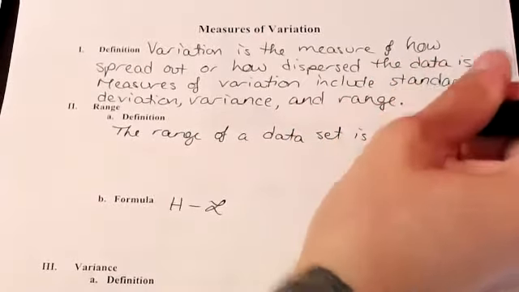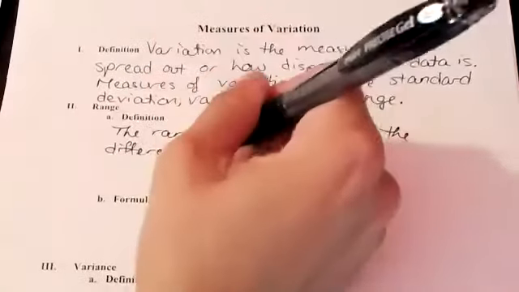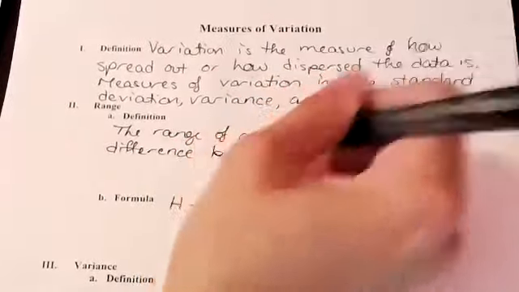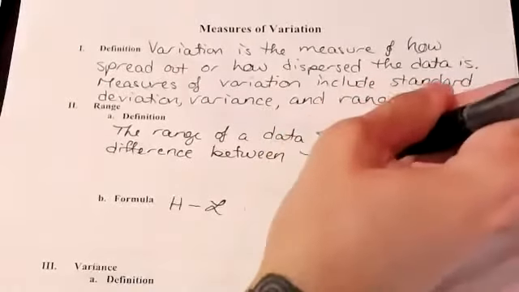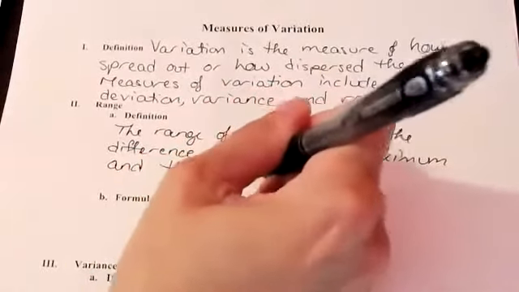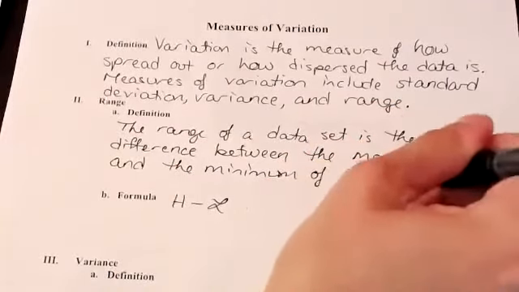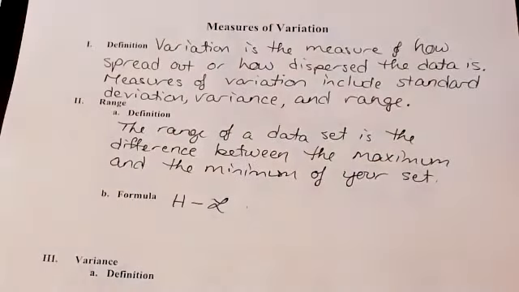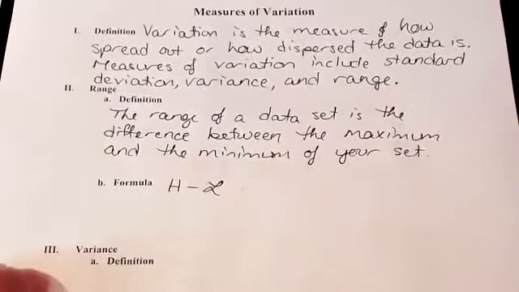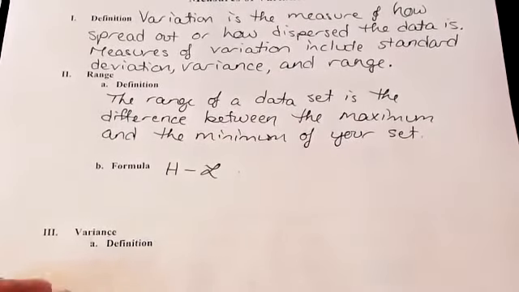So for our definition, the range of a data set is the difference between the maximum and the minimum of your data set. Okay, the range of a data set is the difference between the maximum and the minimum of your set. Sometimes it's nice reading the definition in words before you see the actual formula and vice versa.